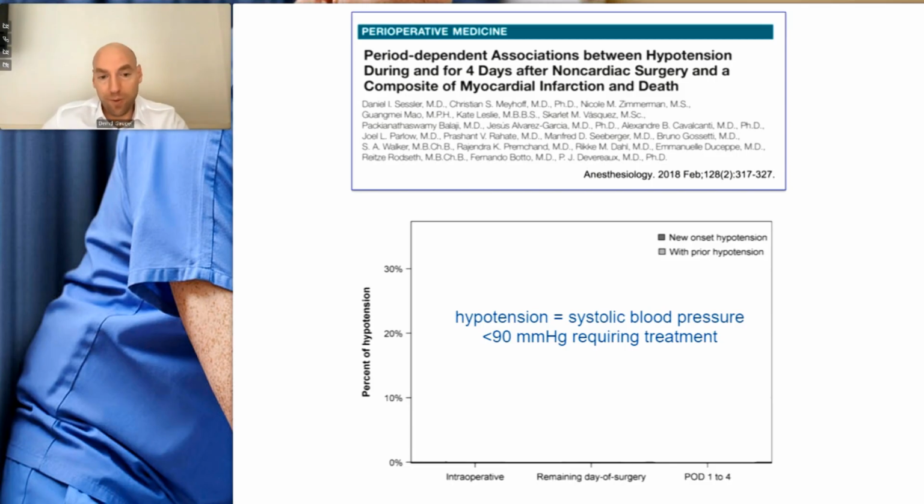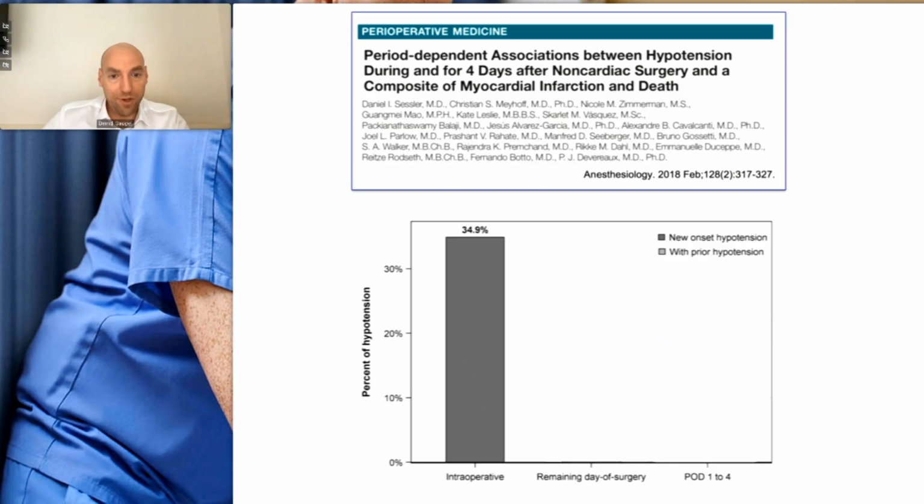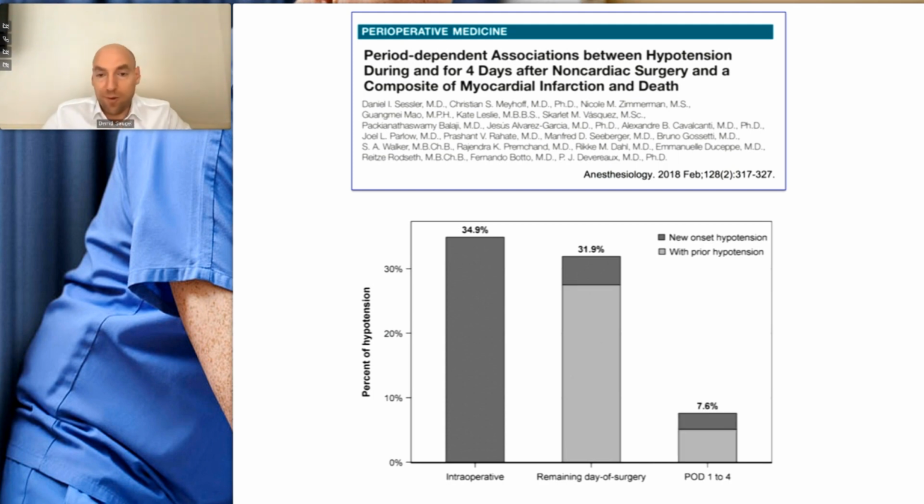And you will see that about 1/3 of the patients had low blood pressures during surgery. On the remaining day of surgery, about 1/3 had hypotension, but there were almost 8% of patients who had hypotension on the postoperative days 1 to 4. And this hypotension was important.